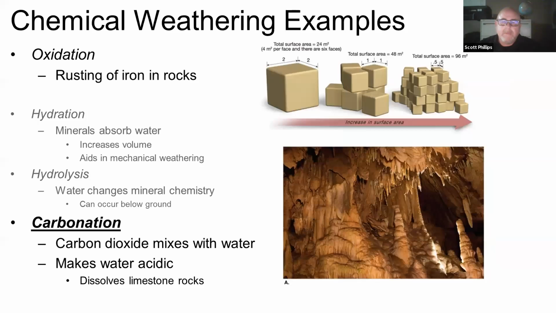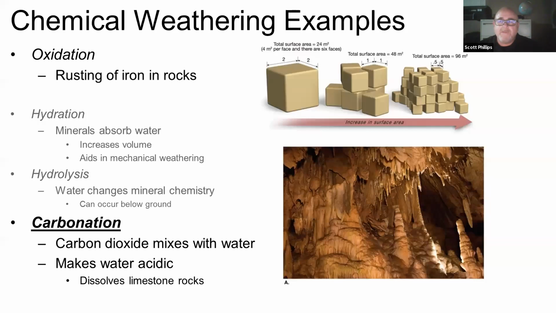All right, so a little background on karst. So in the past we talked about chemical weathering. And one example of chemical weathering is carbonation. Carbonation is where carbon dioxide mixes with water, and it makes the water slightly acidic. And depending on the material, and this is important here, limestone is a type of rock that can be easily dissolved by an acid. So water that's acidic will dissolve limestone.